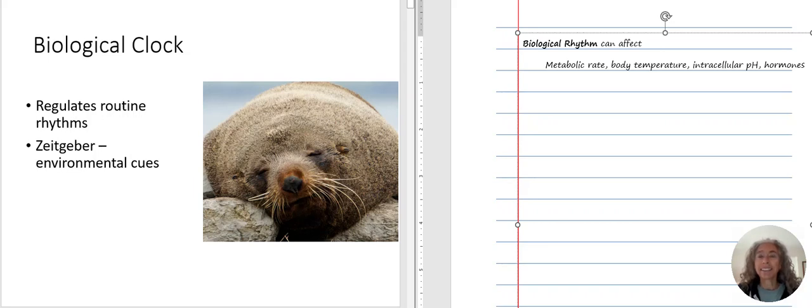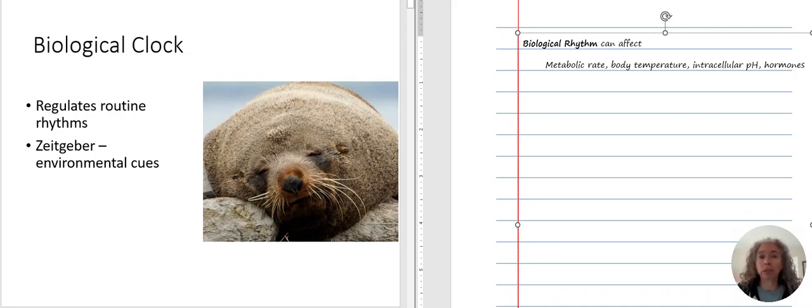Welcome back. This lecture, we're going to talk about biological rhythms and biological clocks. All animals, including unicellular ones, show innate, usually subtle, rhythmic variations in physiological variables. This can be anything from changes in metabolic rate, body temperature, intracellular pH, and/or their hormone levels.